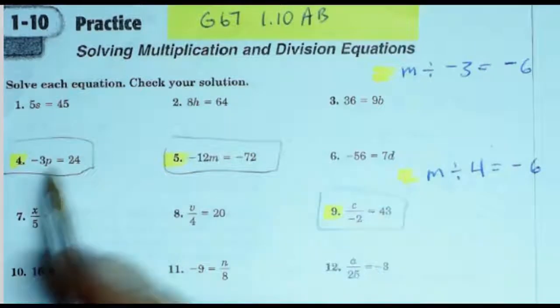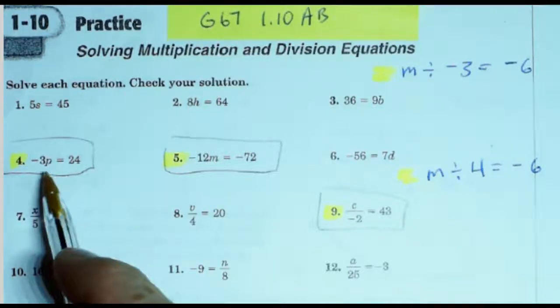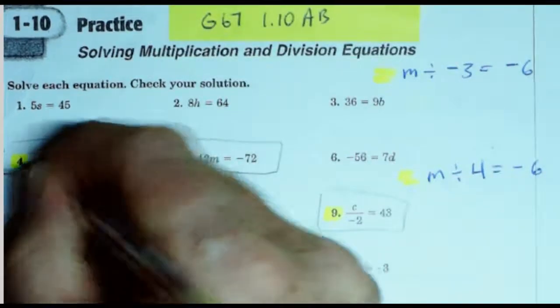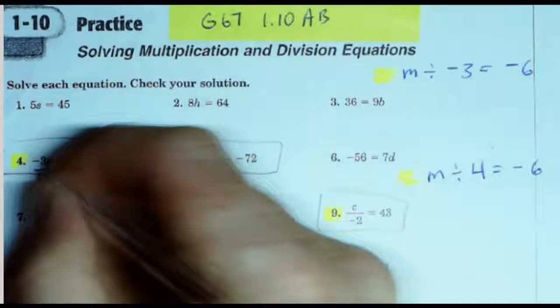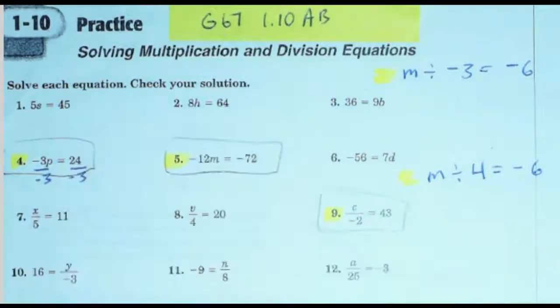Let's take a look at this first one here. Minus 3p equals 24. Now these are simple equations. We already can figure out that the answer is going to be 8, but what we need to do is work on our form. We have to show that we are dividing both of these sides by a negative 3. We have to use the fraction bar for a division symbol.